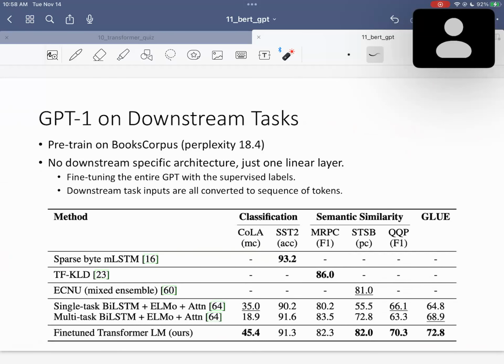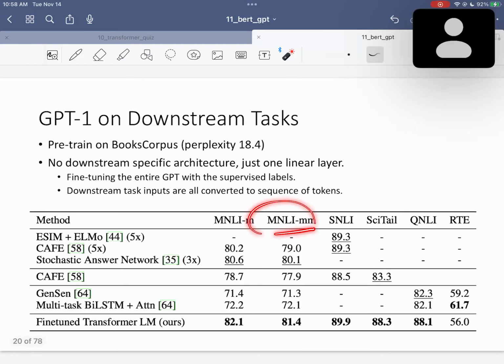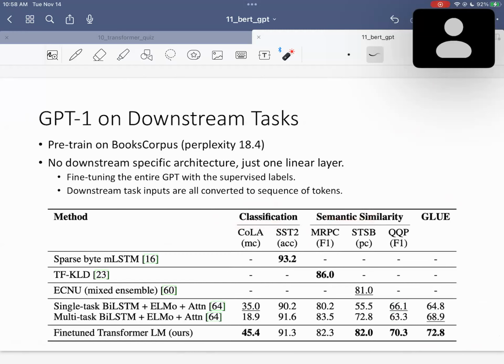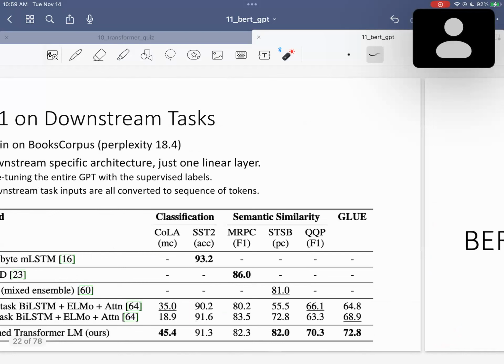And what is this one? This is classification, semantic similarity, and GLUE. There are a lot of different tasks: MNLI, SNLI, RACE, Story Cloze, classification, semantic similarity. They are actually all part of a benchmark called GLUE. GLUE is a benchmark suite that consists of 12 different tasks, if I remember correctly. On average, GPT-1 showed great performance compared to all these ELMo variants. You see the ELMo variants are 68.9, GPT-1 is 72.8. So they're outperforming.